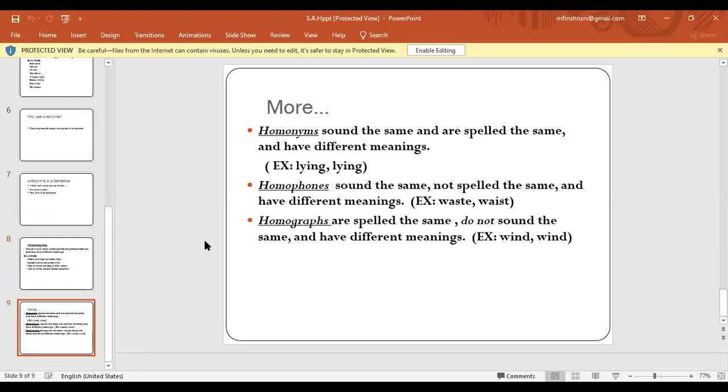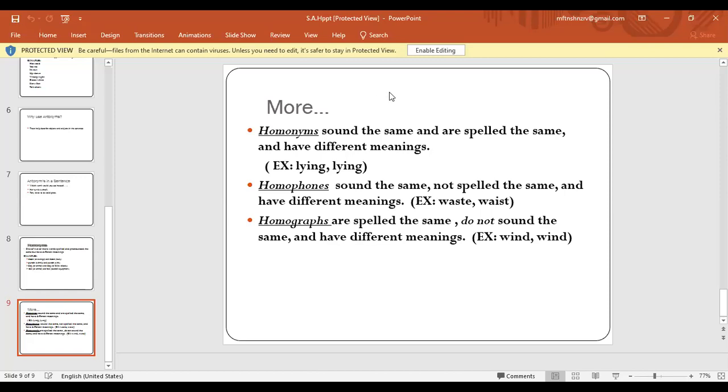So you can see here is some extra information about homonyms. For example, the first one is homonyms sound the same, are spelled the same, and have different meanings. For example, lying, lying. You can know the difference between these words. Can you differentiate them? Their spelling is the same and their sound is the same, but their meaning is different.